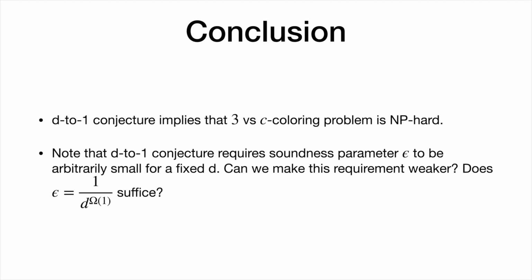And finally, one intriguing question is: what is the exact boundary, or what exact property of the d-to-1 conjecture do we need? The conjecture itself says that soundness is arbitrarily small for a fixed d. But can we make a weaker d-to-1 conjecture where the soundness is something like 1 over d squared? Is that d-to-1 type conjecture sufficient to prove our result? Or what exact functionality do we need?